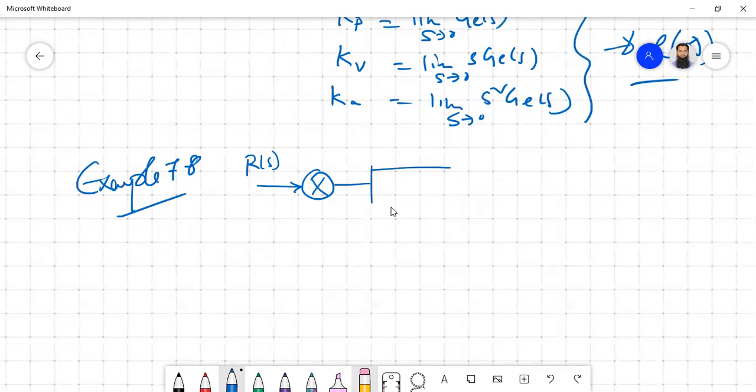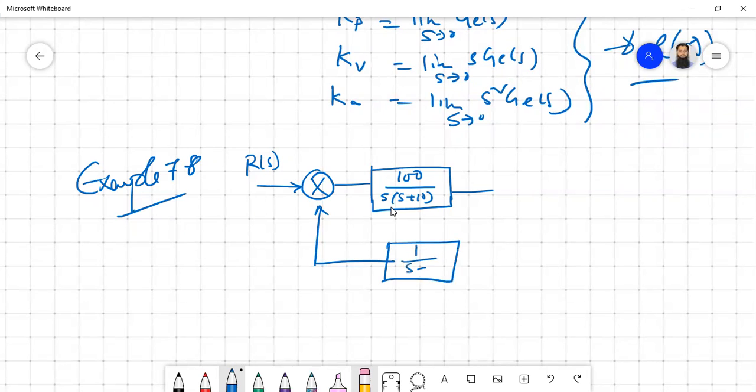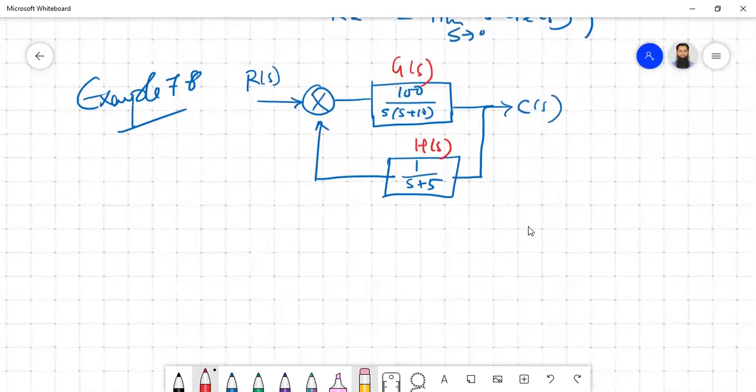Or maybe they already simplified, inserting that G1 inside G2, and they have given us simply G of S, 100 by S into S plus 10. So this is our G of S, and in the feedback part, what we have is 1 by S plus 5. So this is your non-unity feedback system. This is our G of S, and this is our H of S. Now we have to figure out G equivalent S.